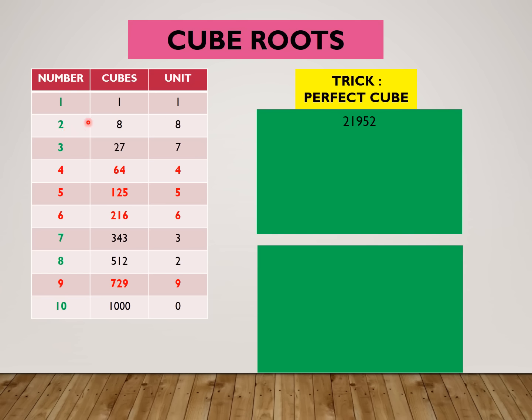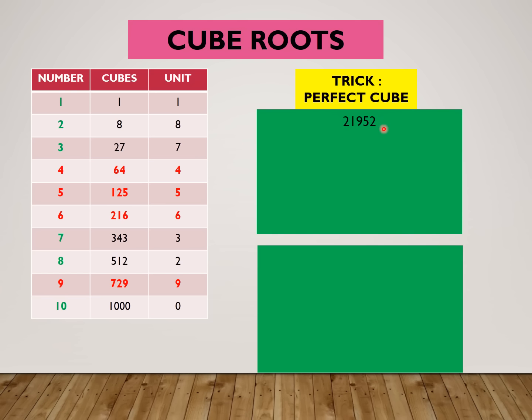plus 2 is equal to 10. If the number is 3, the unit digit of the cube is 7, and 3 plus 7 equals 10. If the number is 7, its cube unit digit will be 3, and 7 plus 3 is equal to 10, and so on. So what we can conclude is that if the numbers are 1, 4, 5, 6 or 9, the unit digit of their cube will be the same. Otherwise, the sum of the unit digit of the number and the unit digit of the cube will be equal to 10. Now, using this concept, we will try to find the cube root of 21952.